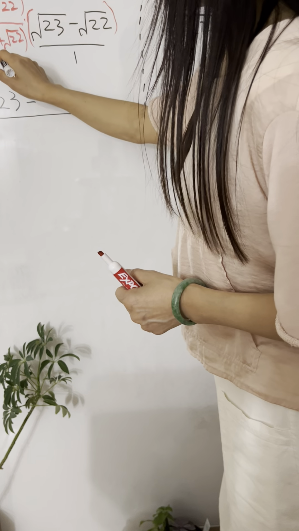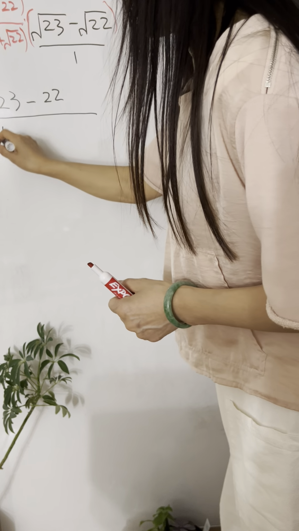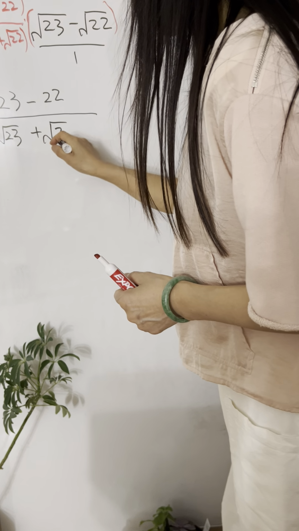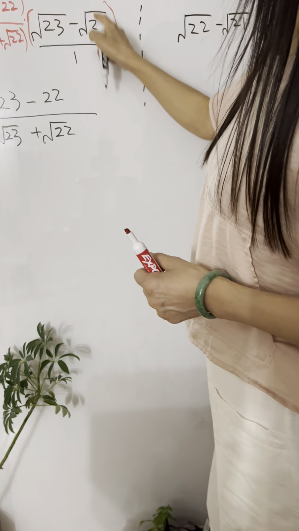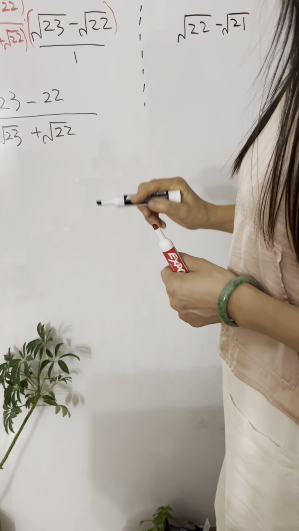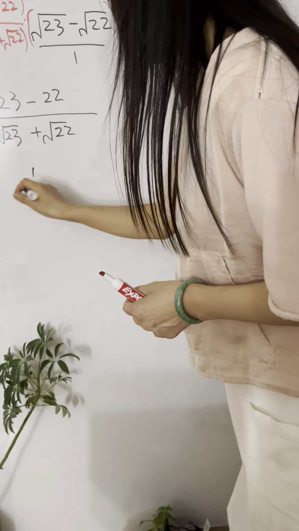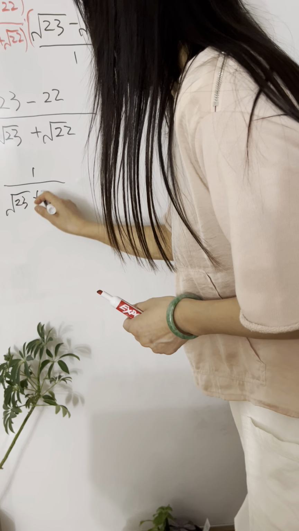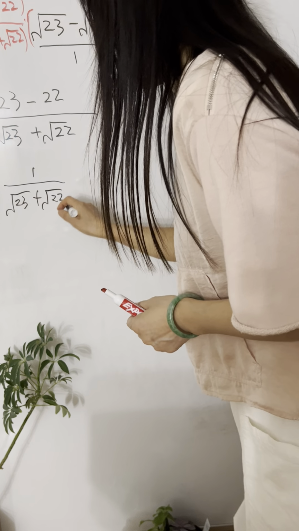The denominator, we have square root of 23 plus square root of 22. The denominator for this term is just 1. 1 times anything will be anything. So we just have 1 over square root of 23 plus square root of 22.